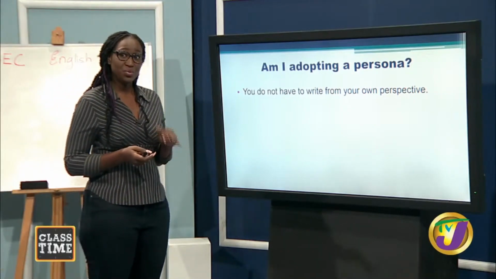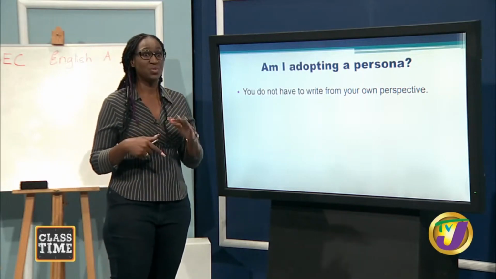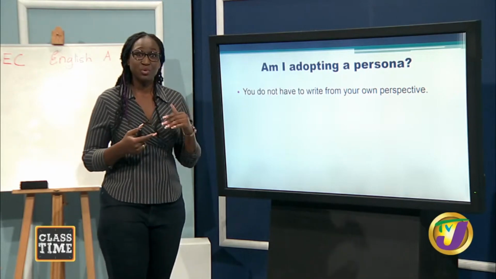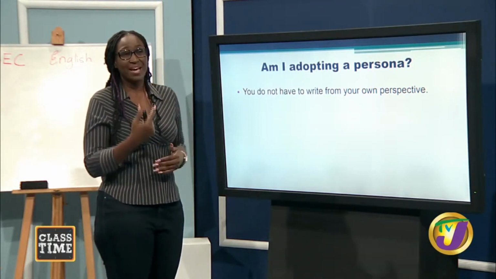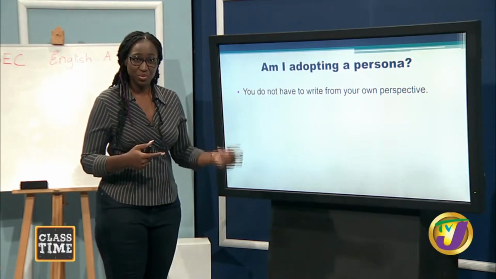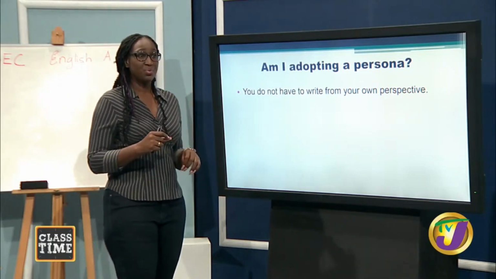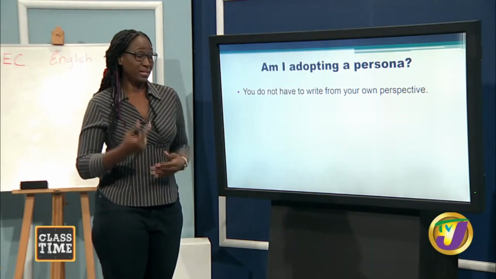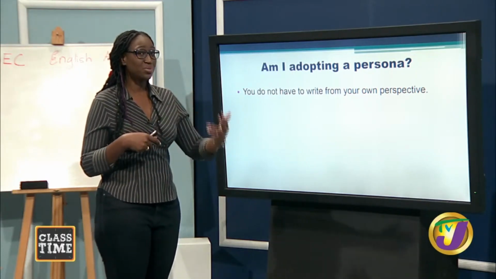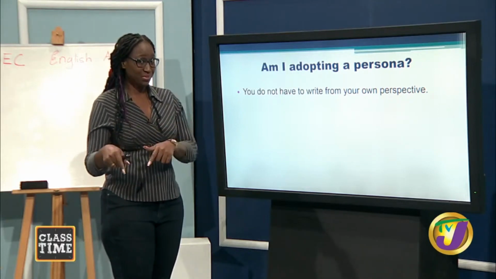The next question for you to ask: am I adopting a persona? So again, this goes back to the scenario you are given. In that scenario, are you supposed to be writing as a specific type of person? So are you still going to be that grade 9, 10, 11 student? Or are you supposed to be a member of a particular community? Are you supposed to be a member of a particular organization? So you need to know, am I supposed to adopt a particular persona? And therefore, you'll understand what you need to do as that person.